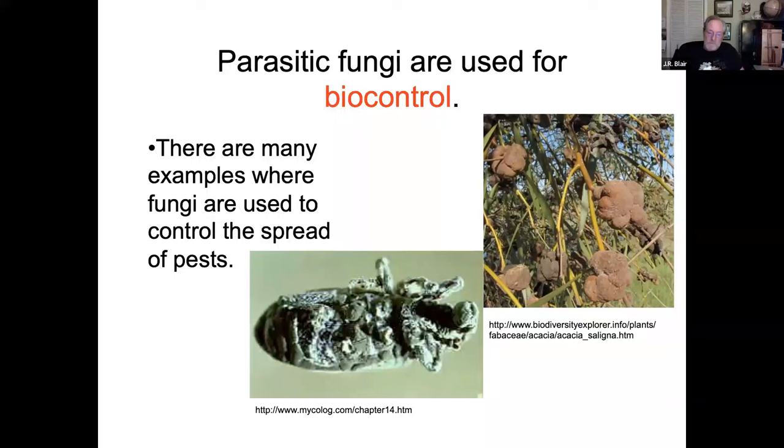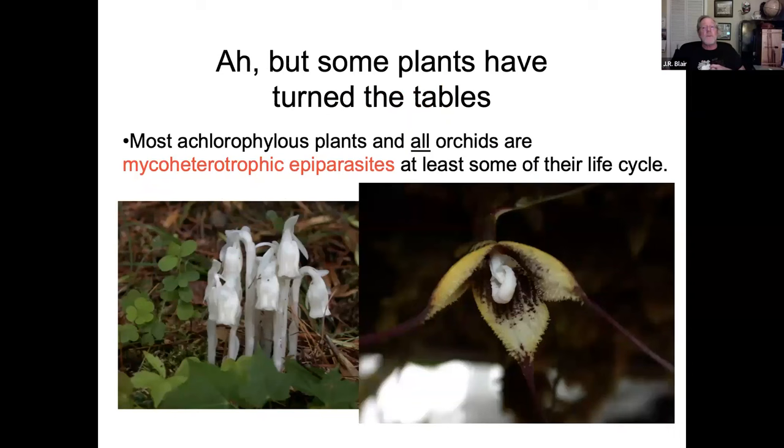Now, some plants have turned the tables here on these fungi. It turns out that most achlorophyllous plants, and some of you may recognize this, this is a Monotropa, sometimes called a ghost pipe. It's not found in California, but it's pretty common in eastern and northern North America. And all orchids are mycoheterotrophic epiparasites. And that'll be on the oral exam, at least for some of their life cycle.